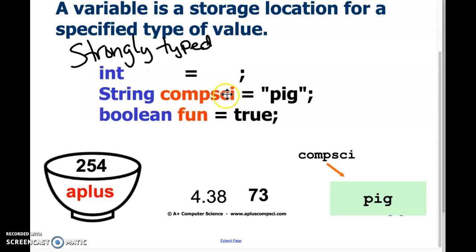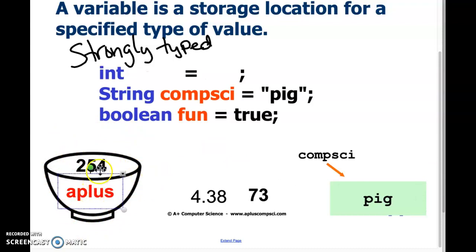So String comsci pig is a reference to pig. That means pig is in a box, but it might be in a box somewhere else on the computer. Comsci is basically pointing at the address where it's located. So comsci keeps track of where the storage spot is, but it doesn't actually hold on to it. It's a weird concept that hopefully as we go on you'll understand better. So the ones we're focusing on now are these primitive types. We'll discuss references in the next video.